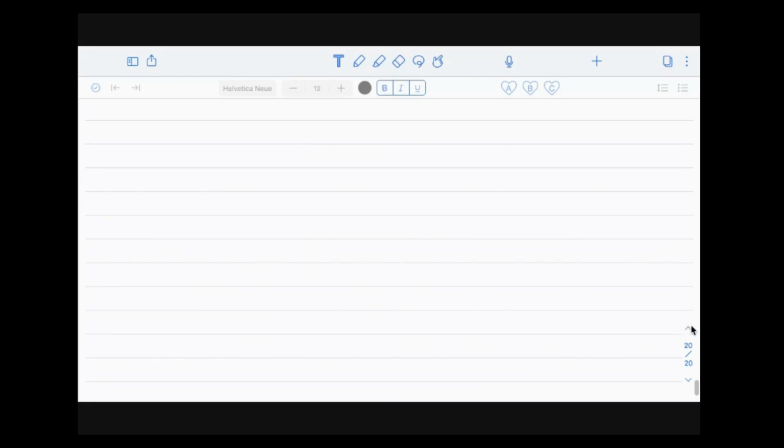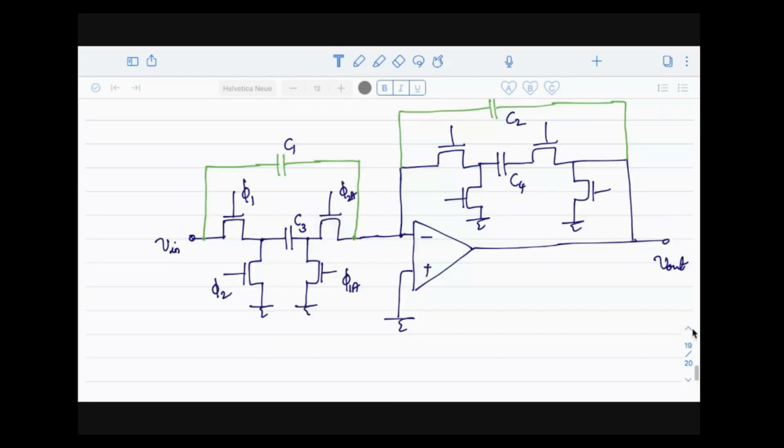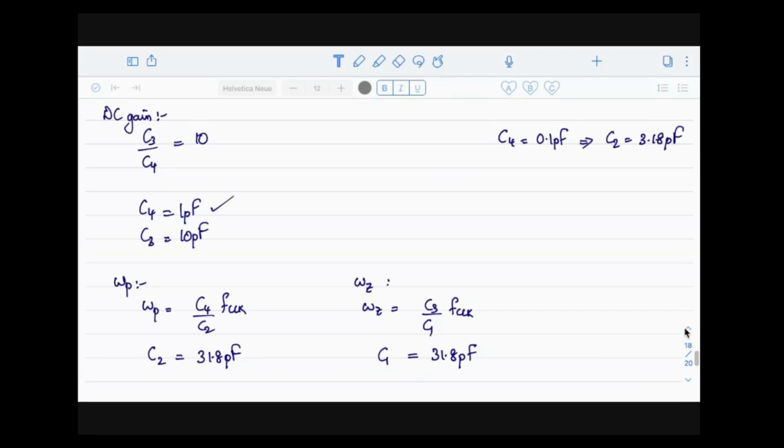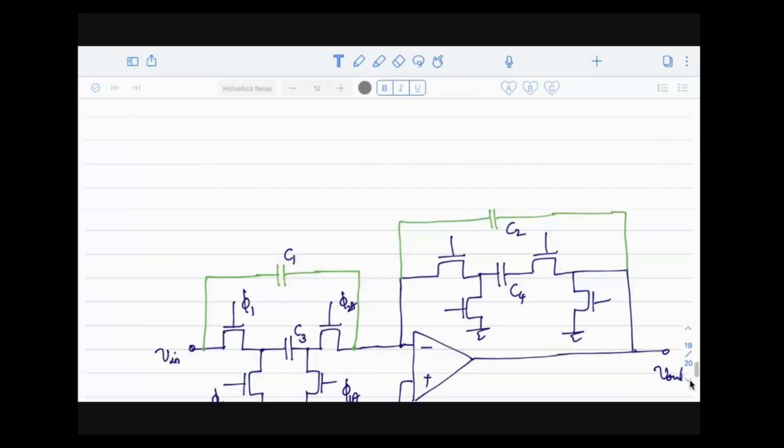We'll just start with today's class. If you remember in the previous class, we were looking at switch capacitor circuits. I'm changing slides. Hope it is appearing there. So in today's class, we'll continue.